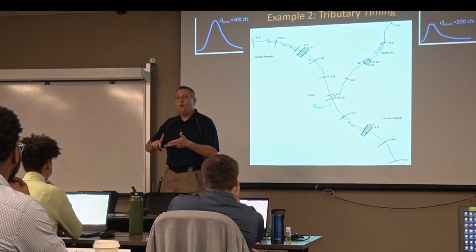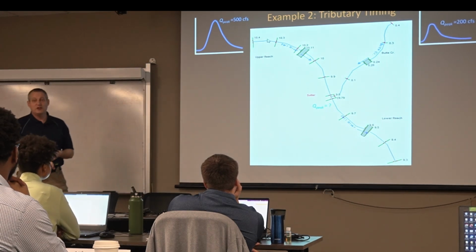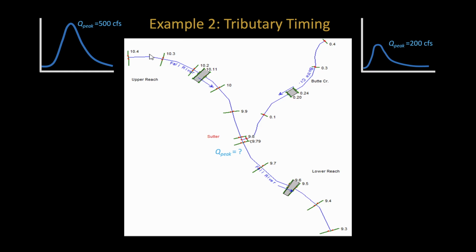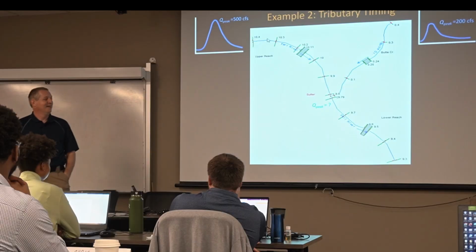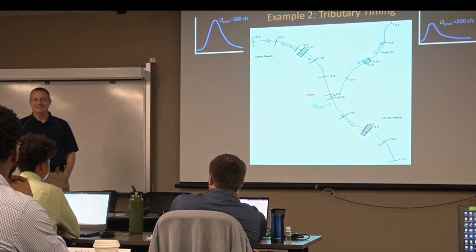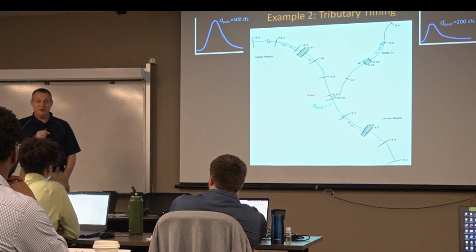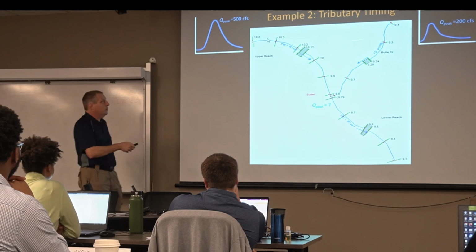Okay, volume or timing? Here's a first quiz question. The peak flow in this main stem is 500 CFS. The peak flow in this tributary is 200 CFS. What is the peak flow at the confluence? At least 500. That's a very precise answer. Does anyone want to give me a more precise answer? Is it 700? It's somewhere between 500 and 700. 700 seems intuitive if the peaks are coincident.